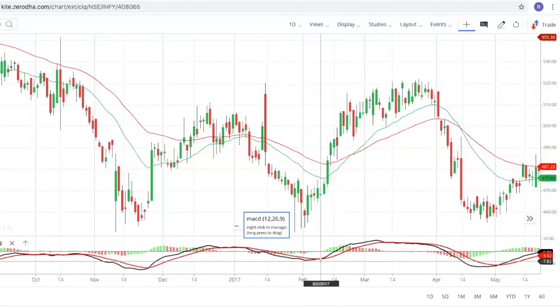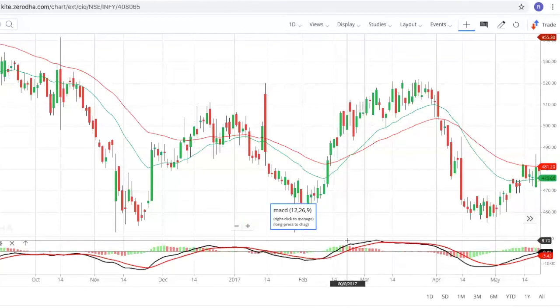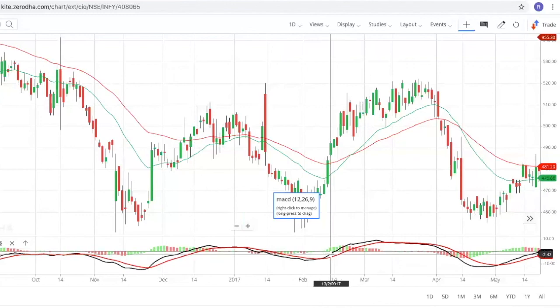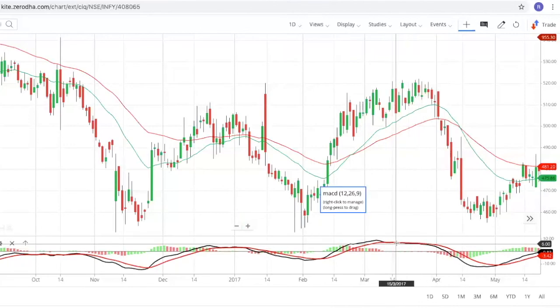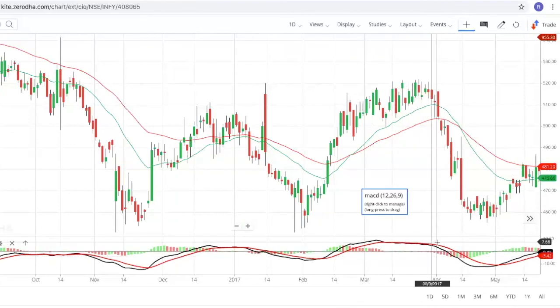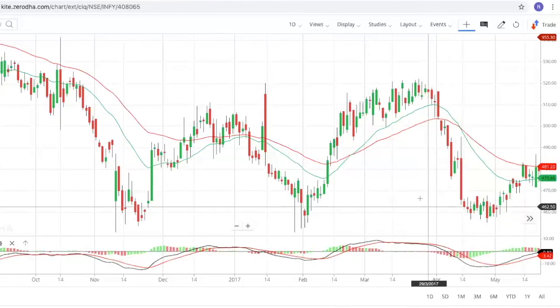If the black line, the MACD line, crosses over the signal line, then it's a bullish phase, so you can definitely go for a buy option. Similarly, when you see the MACD line, the black line, crosses down the signal line, you can see that it's a bearish phase.